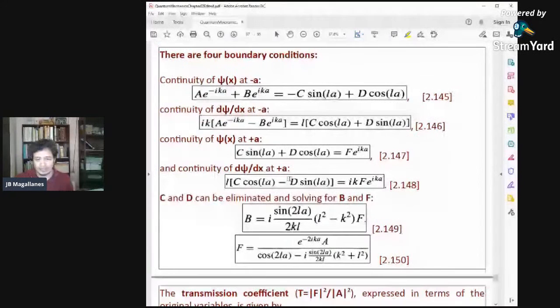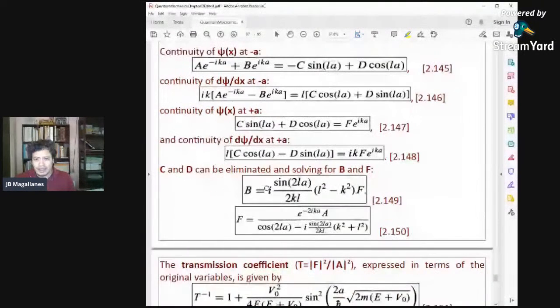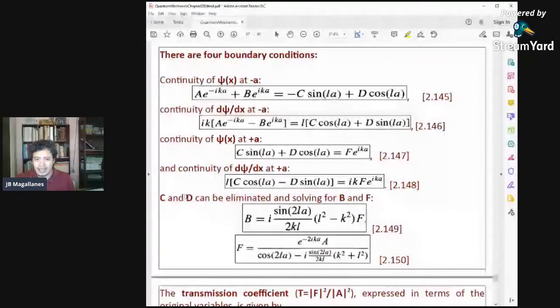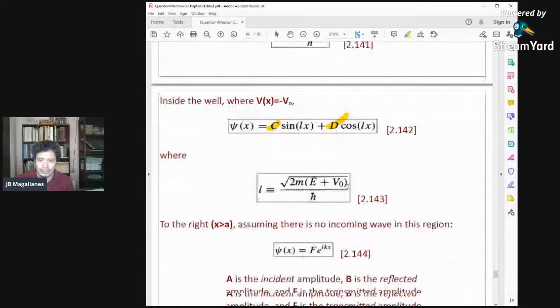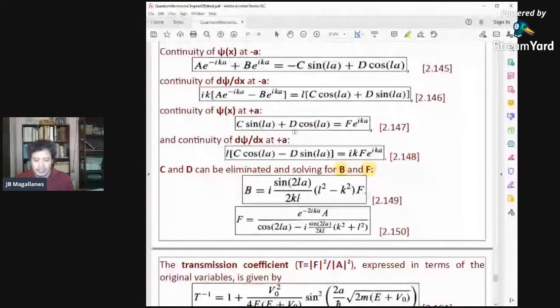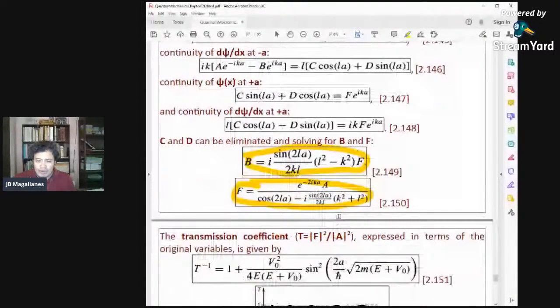You can follow the details. You can write the details on your own, and then with this you can eliminate C and D, and you can solve for B and F, which are the important quantities. C and D are just arbitrary constants. They can be eliminated by the boundary conditions given by these 4 equations, so that you will be able to find B equal to this and this one. So in this case, what is F over A?